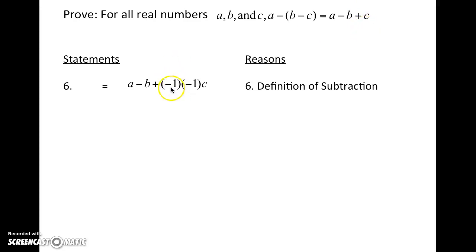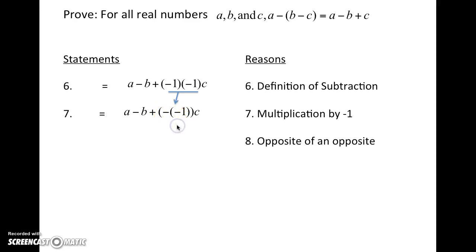It would be nice to say that -1 times -1 is +1, but we don't have a property for that. But we do know that -1 times -1 is the same as negative of -1. Multiplication by -1. And we know that the negative of a negative is a positive. Opposite of an opposite.